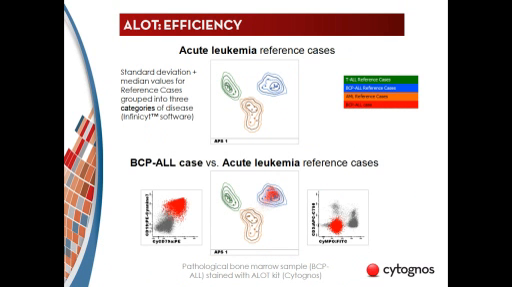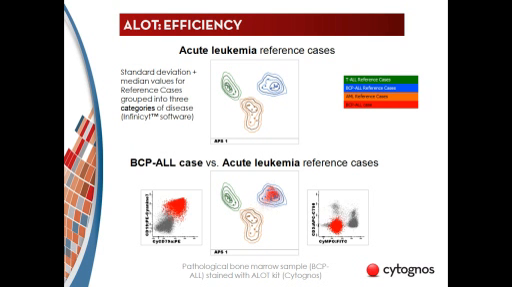Here we can see an example of how to use the ALOT in combination with multivariate analysis within Infinicyt software. We have merged together different cases of AML, BCP-ALL and T-ALL. The T's are in green, B's are in blue, and AMLs are in orange. We have put lots of cases of each disease, and thanks to the multivariate analysis with Infinicyt software, we can clearly discriminate all of them, all B's, all T's, or myeloid.